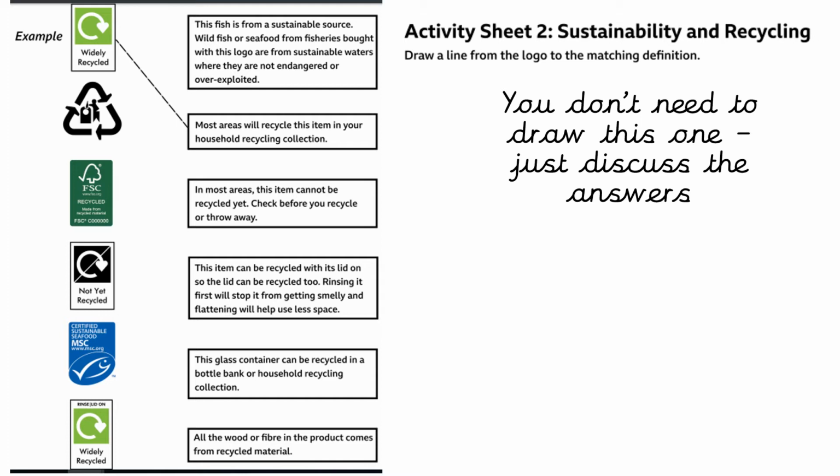So it says activity sheet 2, sustainability and recycling. So it says draw a line. I just want you to do it with your finger going across. Draw a line from the logo to the matching definition. So which one do you think is which? Okay? And then once you've discussed your answers with an adult or with your brother or sister or somebody else, or you might have just done it to yourself. Again, if you pause the video and then I'll show you the answers on the next slide.